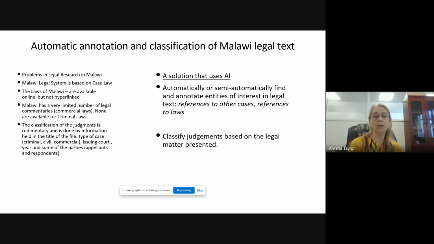The other challenge, at that time, but I think it is still the same now, is that there is a very limited number of commentaries, things that explain the law and also how the law is applied. Now, for criminal law, no commentaries were available. And the classification of the judgments was rudimentary. It was really just categorized per year: all the judgments from 2009, all the judgments from 2010. So a kind of broad classification: type of case, the court that issued it, number of parties.